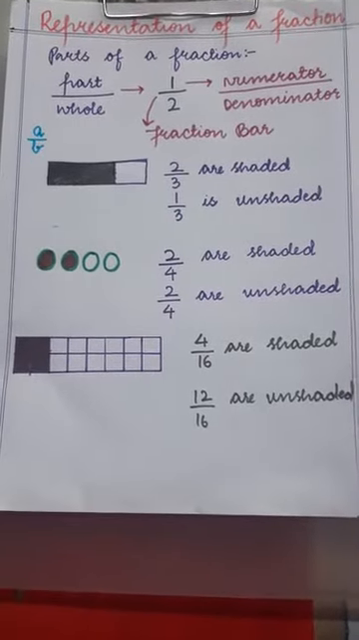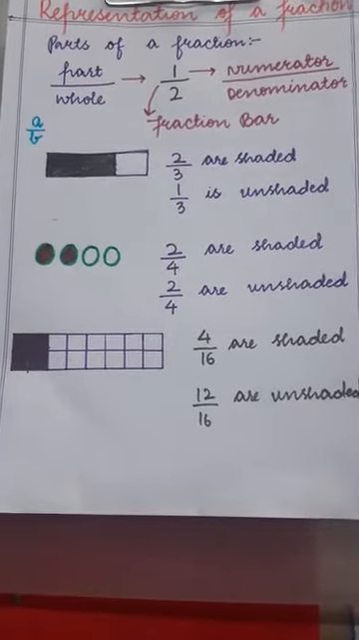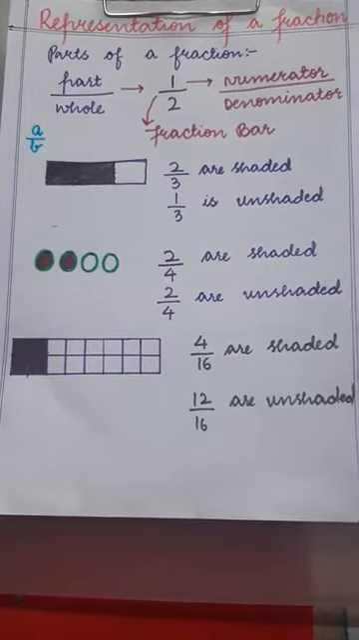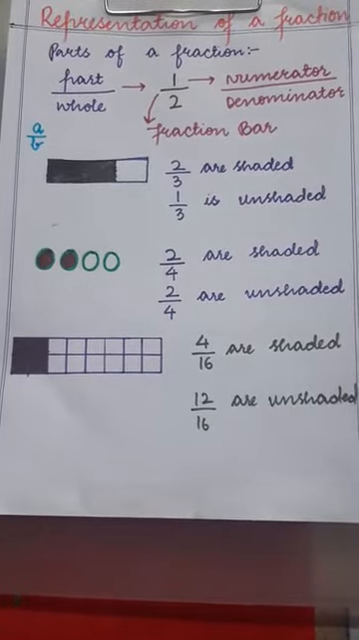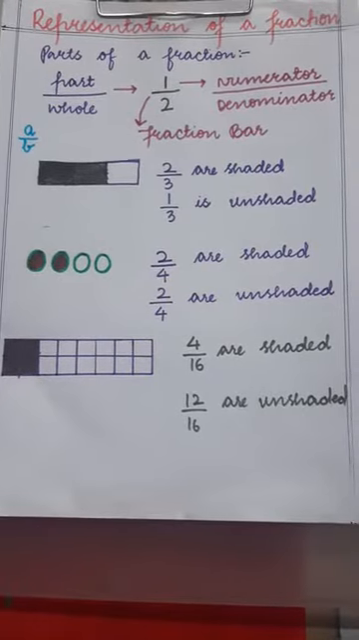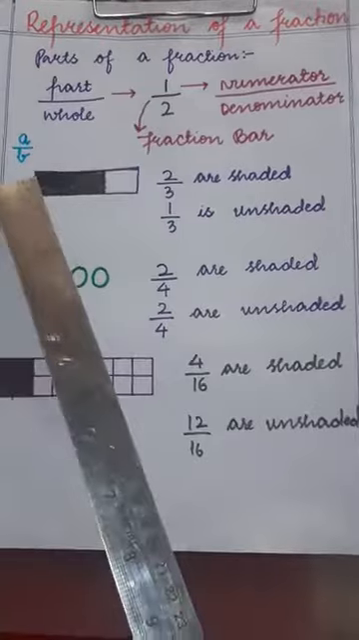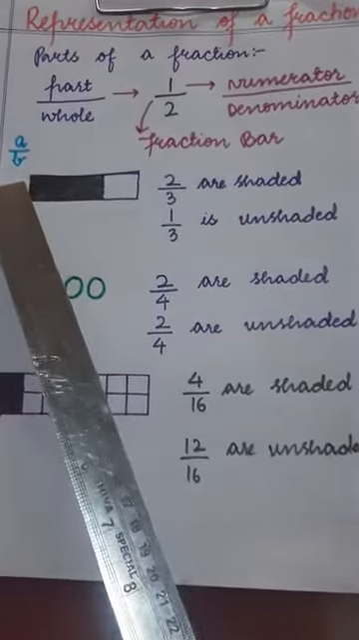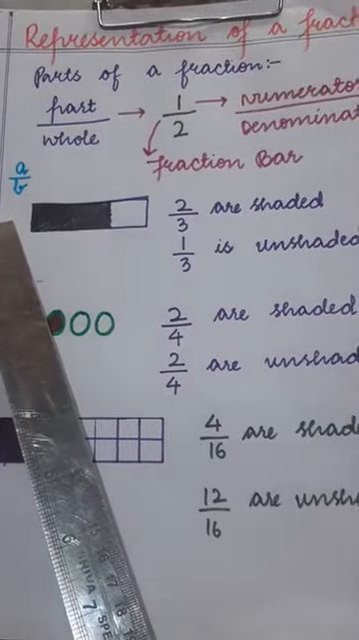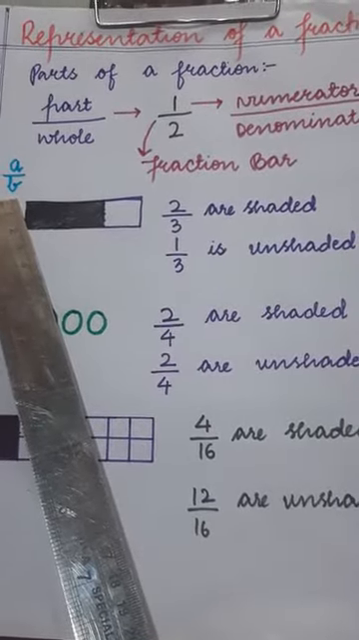Representation of a fraction, or how do we represent a fraction? Fraction to a layman is just some part or piece of something. In mathematics, we define fractions as the numbers of the form a by b. The numbers of the form a by b are called fractions where b can never be 0.